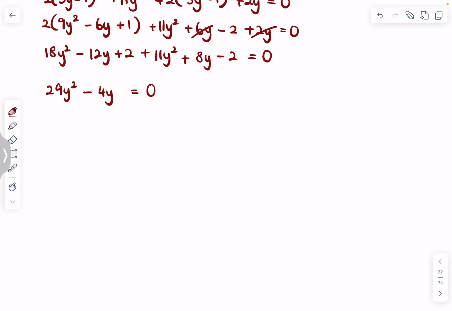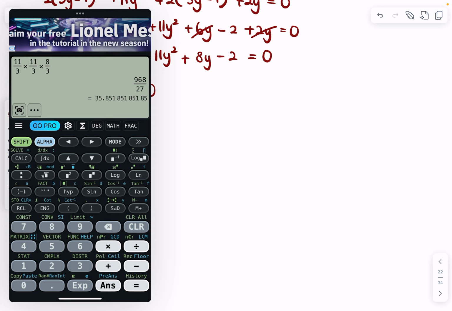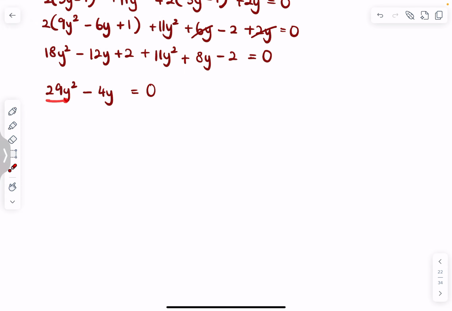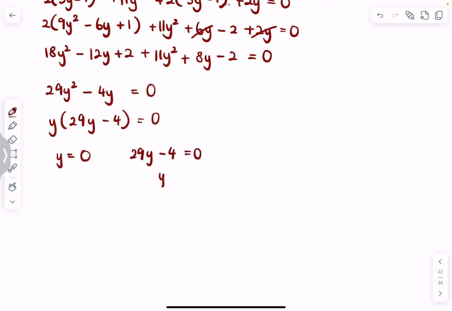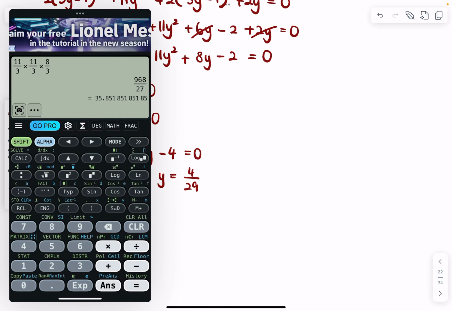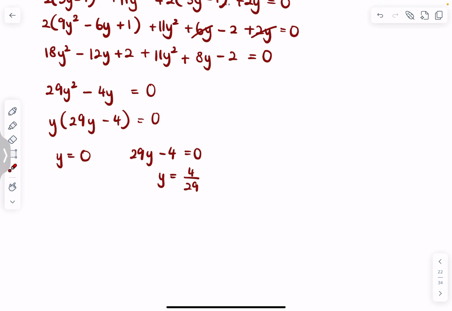From here, we factorize both of these terms. Both of these terms have y, so we can take out the y. We'll be left with 29y minus 4 equals 0. Therefore, y equals 0 and 29y minus 4 equals 0, giving us y equals 4 over 29. I bring the 4 here and then divide by 29. So we have two values of y here.